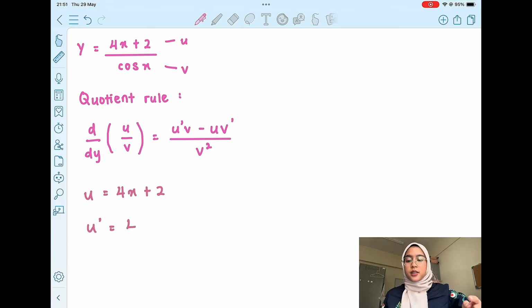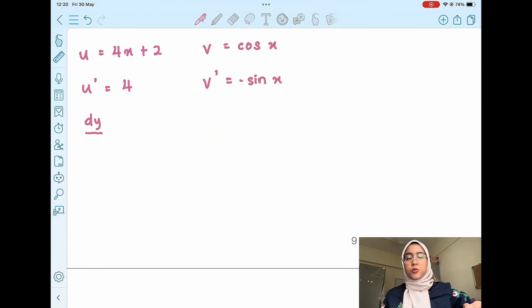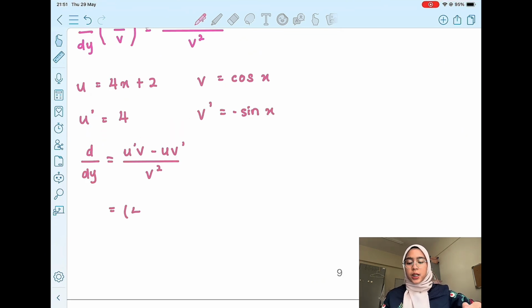Since both parts involve x, we cannot just differentiate the top and the bottom separately. So, I define u equal to 4x plus 2. After differentiate it, we got u prime equal to 4. V is cos x and we differentiate cos x become v prime equal to negative sin x. So after that, we substitute it into the quotient rule formula which is u prime v minus uv prime over v squared. We will get 4 times cos x minus 4x plus 2 times negative sin x over cos x squared.